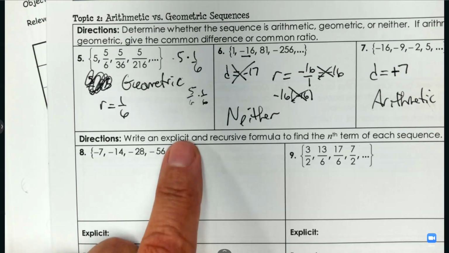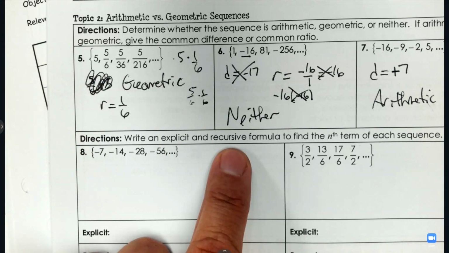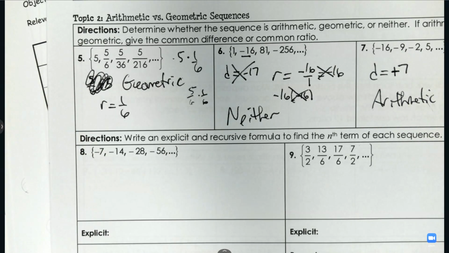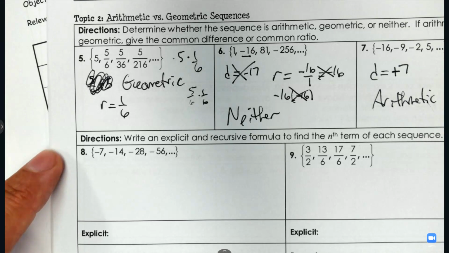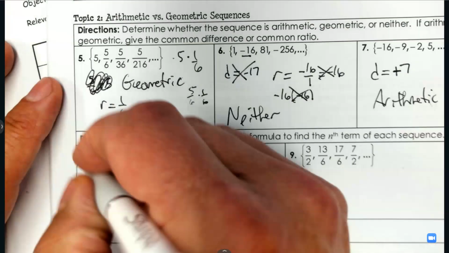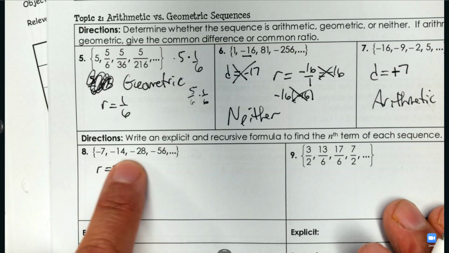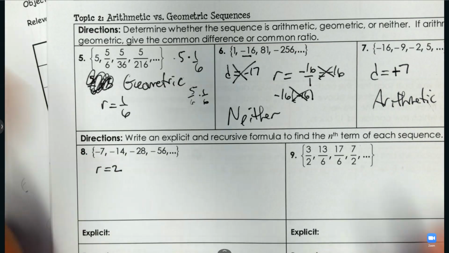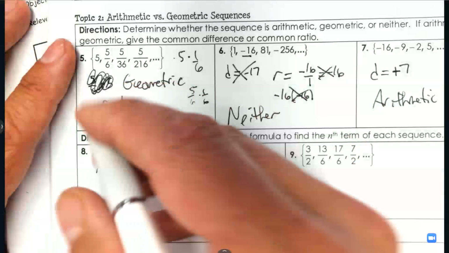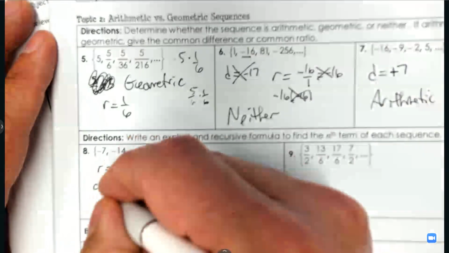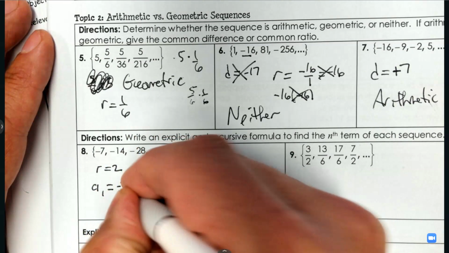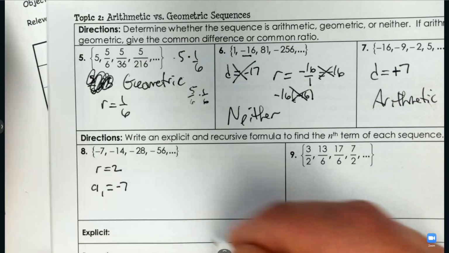All right, write an explicit rule or recursive formula for what you see. So step number 1 is I need to recognize the pattern. What is the pattern here? If you look really carefully, you're multiplying by 2 to get the next, the next, the next. So it's geometric. If I'm going to write a recursive formula, I'm first going to say what the first term is. So the first term is negative 7.